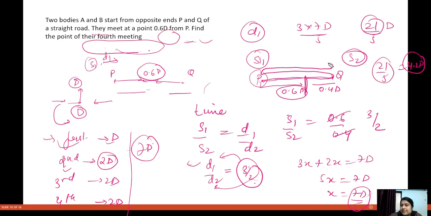Okay, here, and then he would have come back, then 4d, and then 0.2d from here. Okay, 0.2d from here. So the point of their meeting is 0.2d from the point P. So I hope everybody understands this.